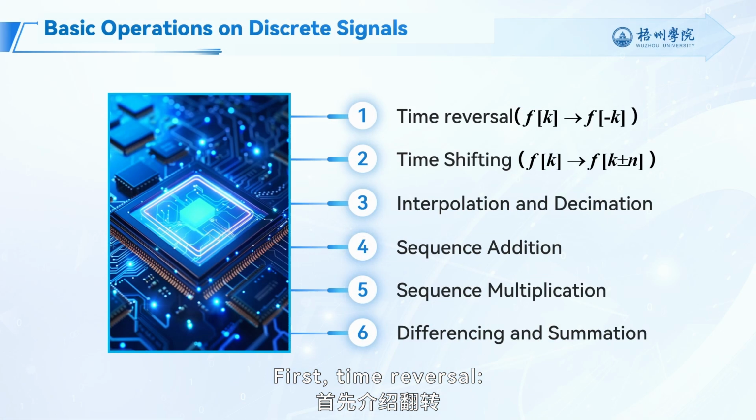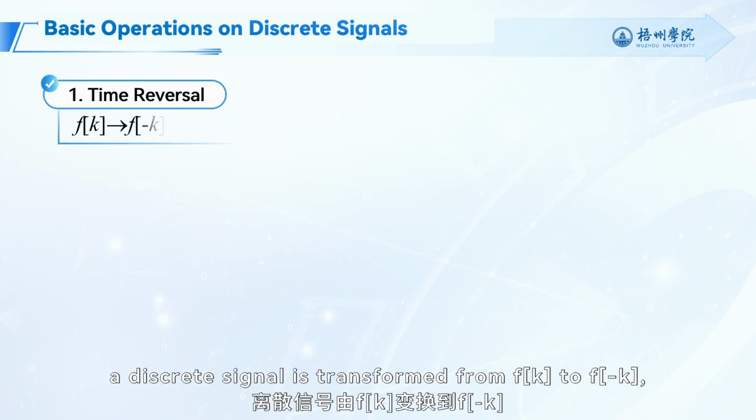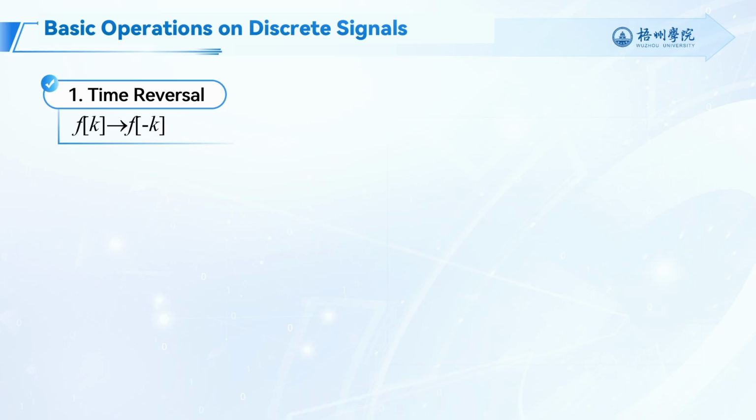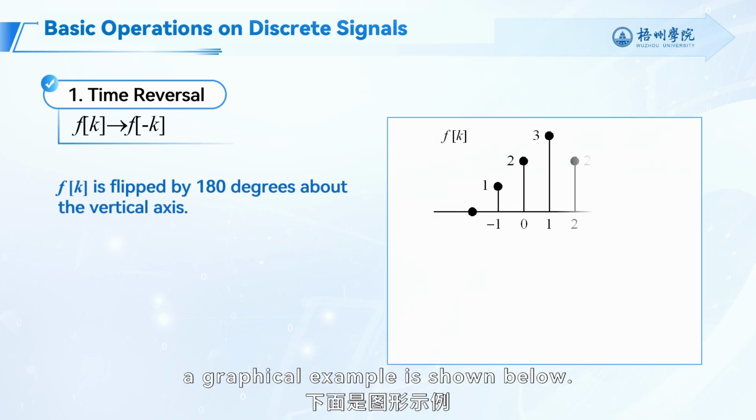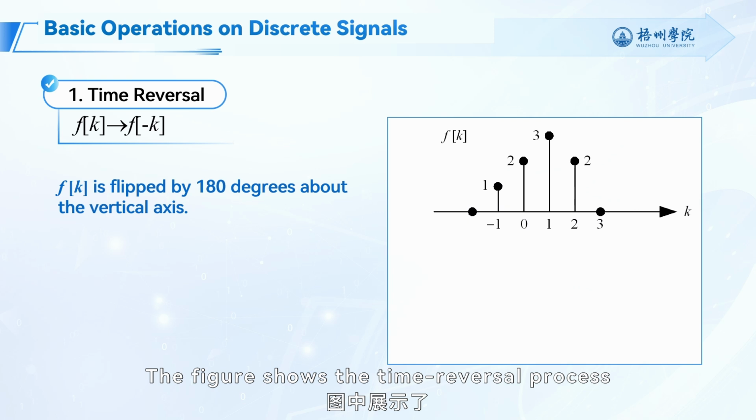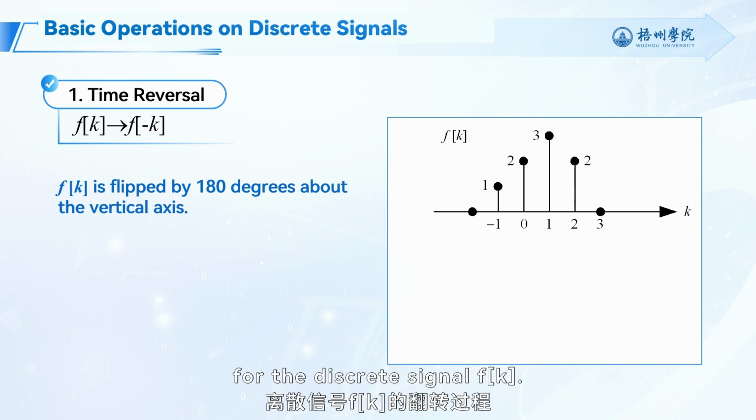First, time reversal. A discrete signal is transformed from f of k to f of minus k. That is, f of k is flipped by 180 degrees about the vertical axis. A graphical example is shown below. The figure shows the time reversal process of the discrete signal f of k.